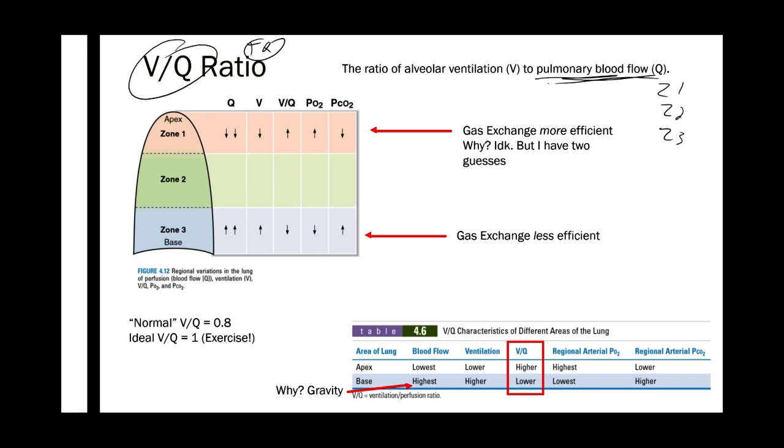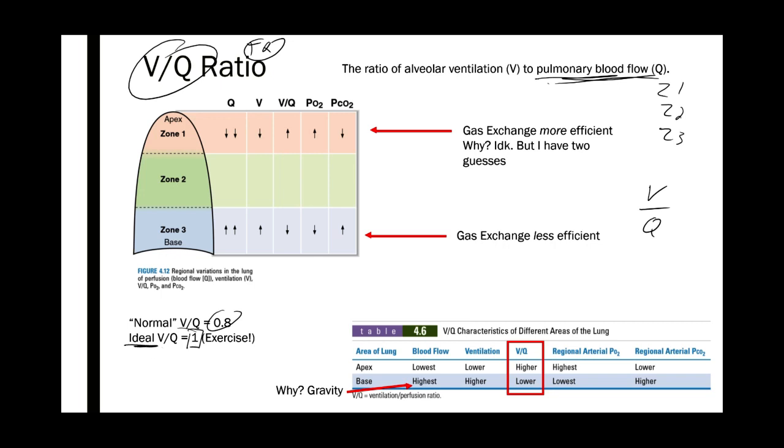And if you ever get lost, this was always hard for me to wrap my mind around, so I would always just draw out the ratio and think about the math. So, what has to be going up or down for the ratio to go up or down. A normal VQ on average is around 0.8. But obviously the ideal ratio would be 1.